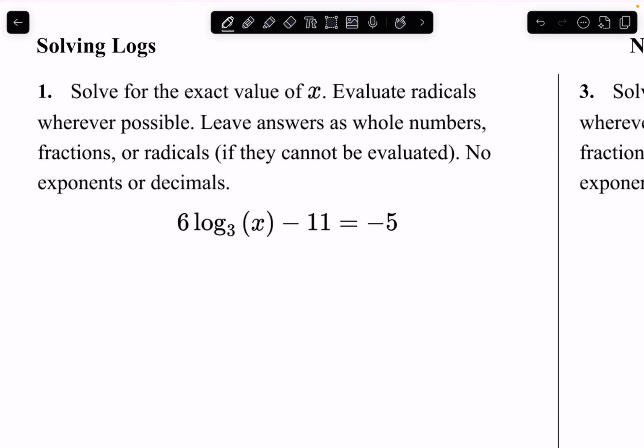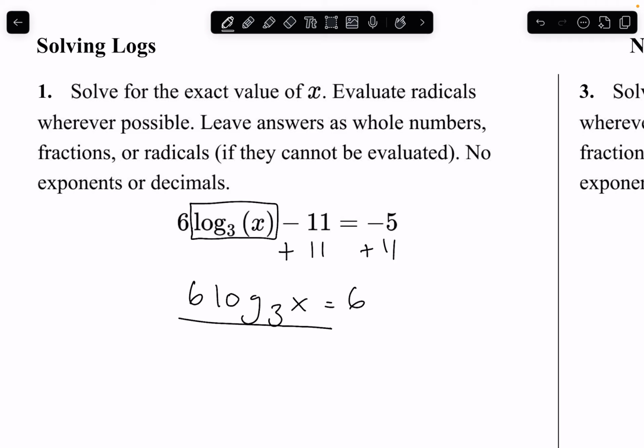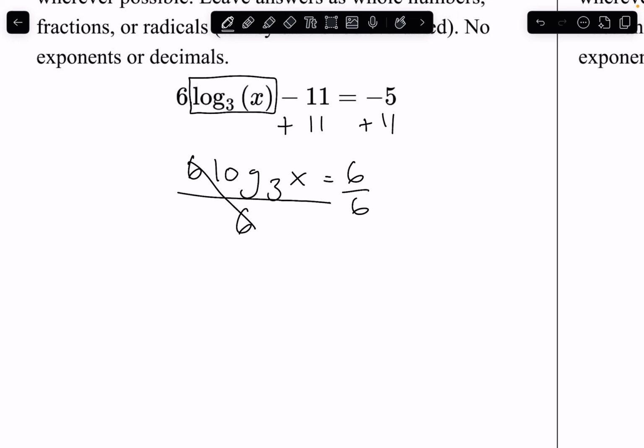Your goal here is going to be to get the log by itself. You want to get that guy by himself so that you can write it as an exponential and solve for x. So we can add 11 to both sides. We get 6 log base 3 of x equals 6. Divide by 6 so that the 6 goes away. Now we've got log base 3 of x equals 1.